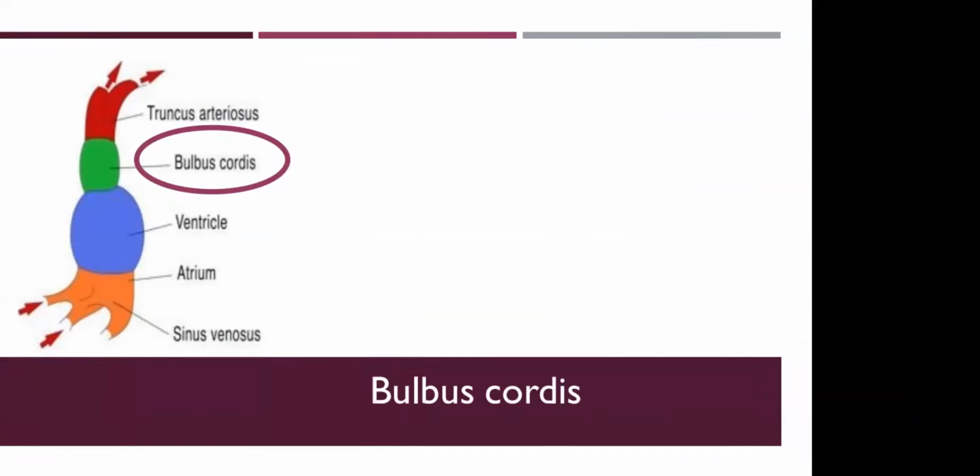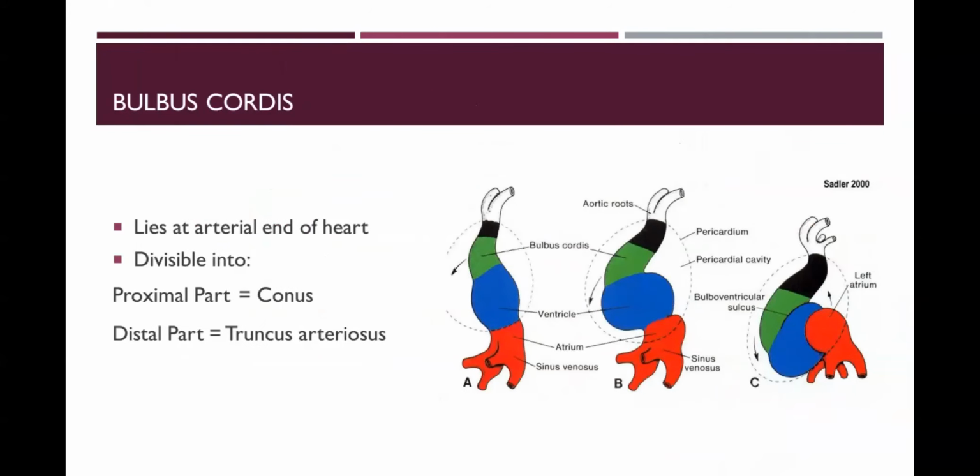The bulbus cordis lies at the arterial end of the heart and divides into a proximal part, named the conus, and a distal part, the truncus arteriosus.